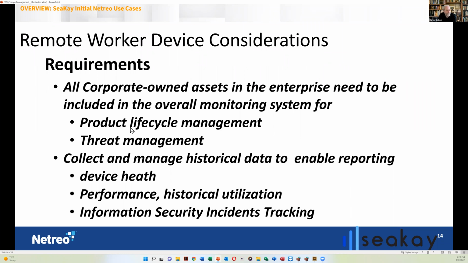If you look at it in the context of a Netreo installation, we're trying to monitor a bunch of corporate assets all the way across the enterprise. At the same time, you want the granularity to have some kind of visibility into these individual workers. And that creates a very challenging situation. On the other side of it, we really do need ongoing insight into the device health, the performance, historical utilization, and the information security incidents in an installation as wide-ranging as a Meraki deployment across the remote workforce.